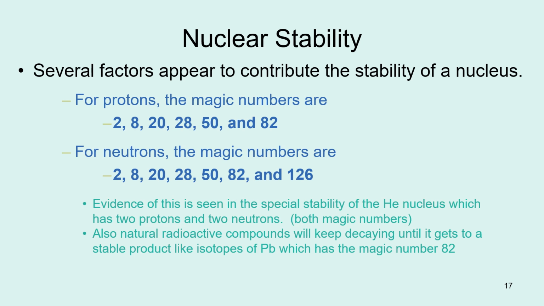And neutrons also have some magic numbers, so these tend to be very stable. So you can see a special stability of helium because it has 2 protons and 2 neutrons, so that's a magic number, 2 magic numbers.